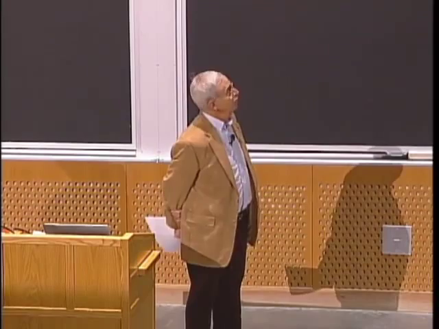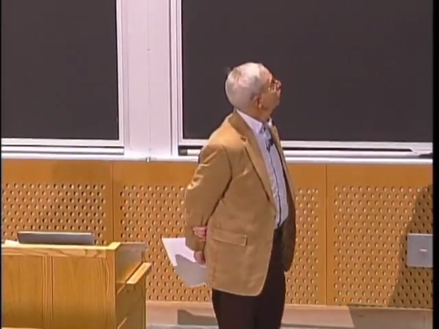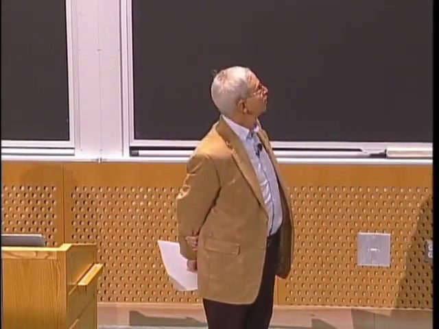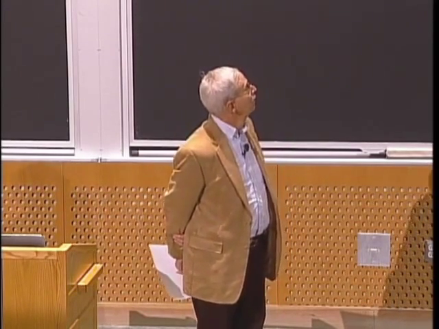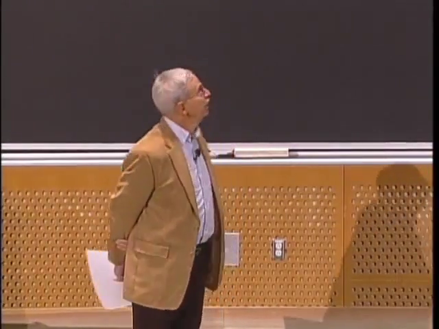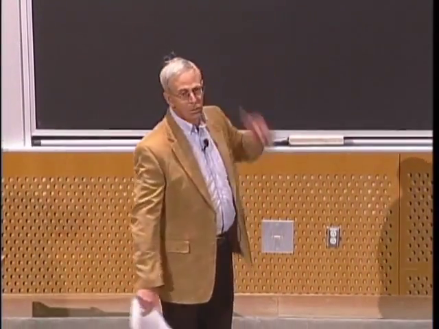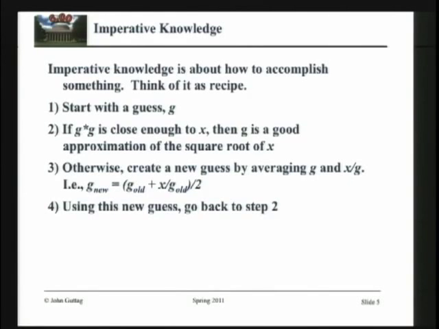So you start with a guess, G. Any old guess will do. Then you say, is G times G close enough to X? If so, you stop. Say, OK, I've got a good enough approximation of the answer. If it's not, you create a new guess by averaging G and X divided by G. So G new is going to be G old plus X divided by G old, over 2. And then using this new guess, you go back to step 2.